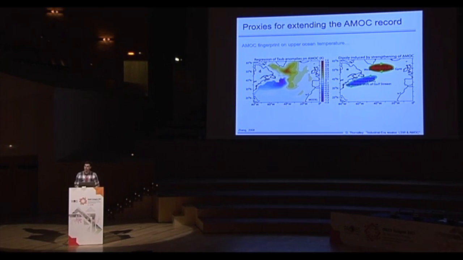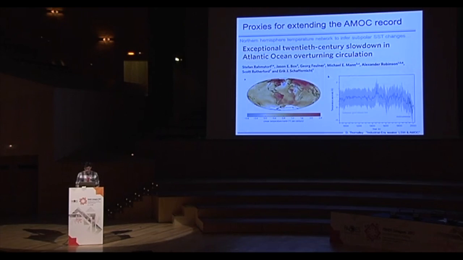And because of changes in the position of the Gulf Stream, you actually get a southward shift of the Gulf Stream during a stronger AMOC, and you get this cooling off the northwest Atlantic shelf. Related to that, this paper came out a couple of years ago now by Stefan Rahmstorf and others, using a similar technique to try and reconstruct changes in surface temperatures and relate them back to the AMOC. And this suggested that there's been an exceptional weakening in the recent past.